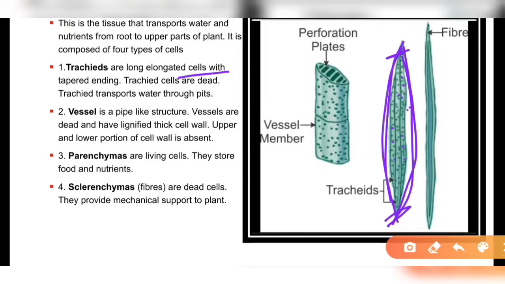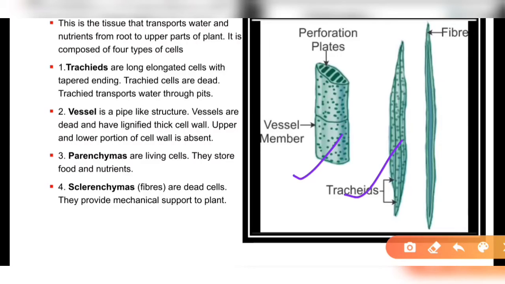The tracheid walls have one or more rows of pits. You can see the black dots here, resembling the pits, the holes, right? Through these, the adjacent tracheids are interconnected, or we can say the vessels are connected, through which water can be conducted easily.